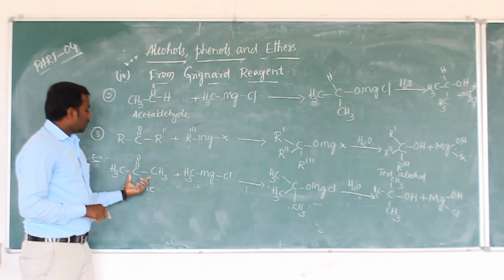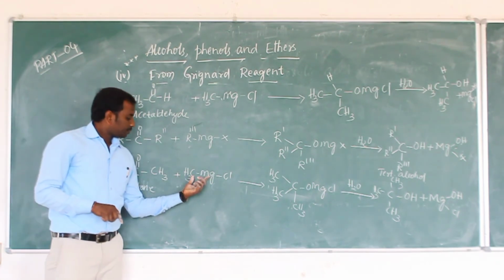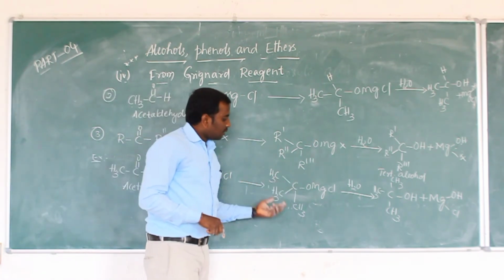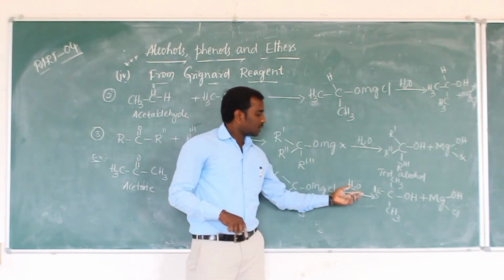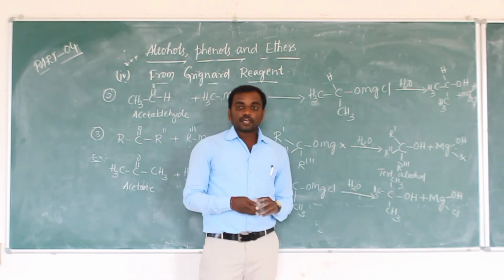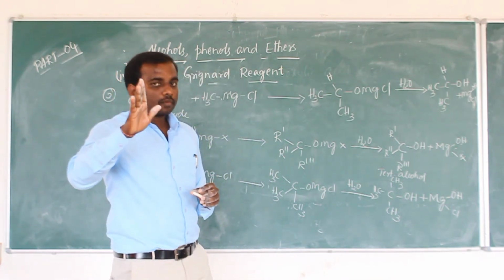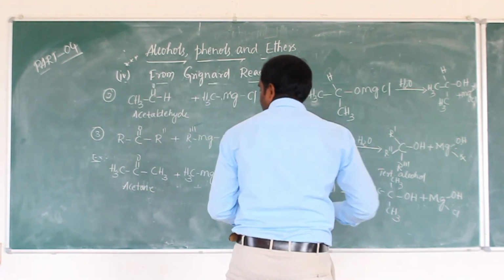For example, when acetone reacts with methyl magnesium chloride, the mixed reagent, and then hydrolysis, a tertiary alcohol is formed. Is it clear? Okay, I understand.